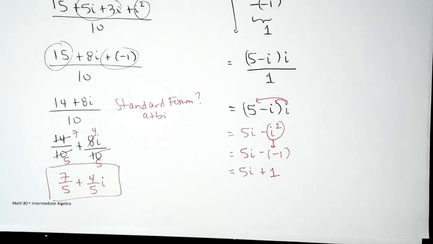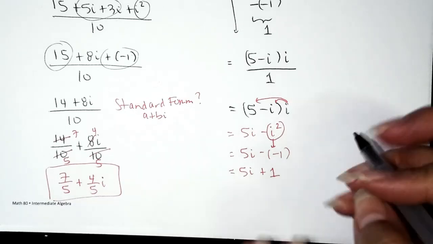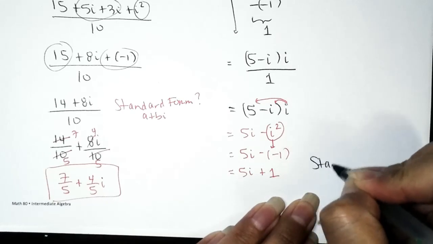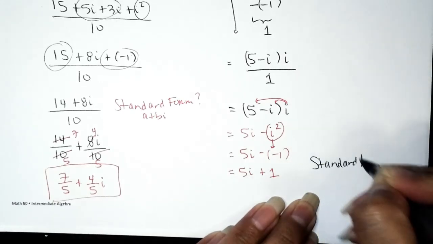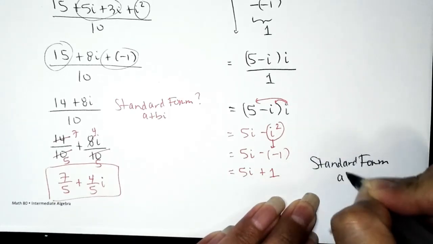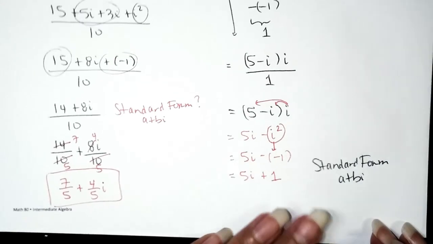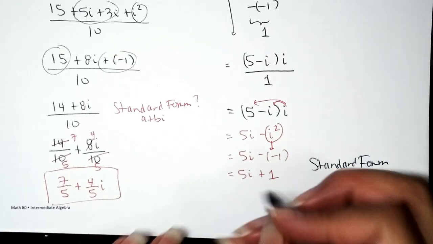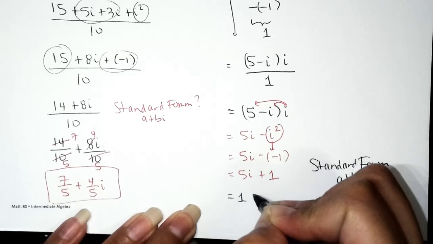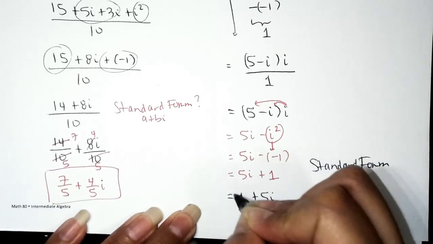Although this is correct, it's not accepted for full credit because it's not written in standard form. Standard form for a non-real complex number is a plus bi. So we need to see the real part first, followed by the pure imaginary part thereafter.